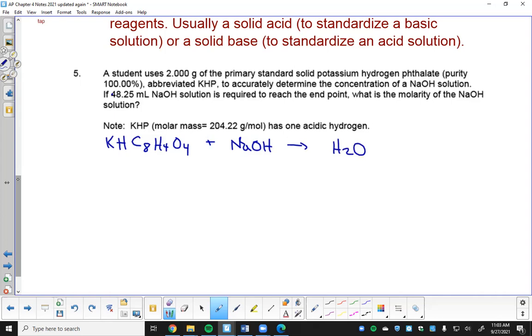That hydrogen is going to react with that, and then some other stuff. I don't really care what the other stuff is because I know one acid molecule is going to react with one base molecule. That's all I need to know. There's a 1-to-1 mole ratio between those, right?